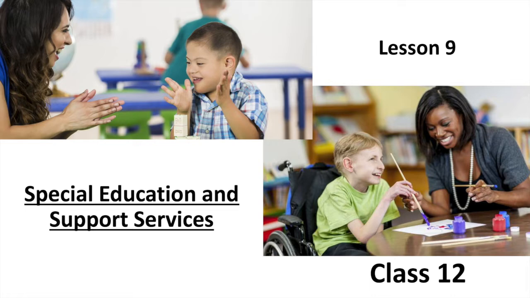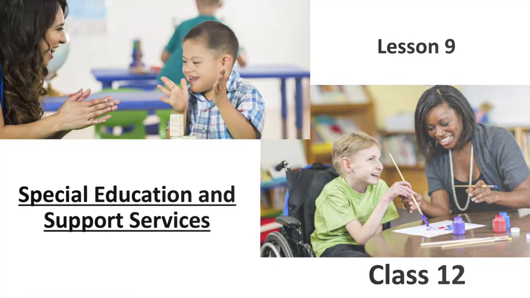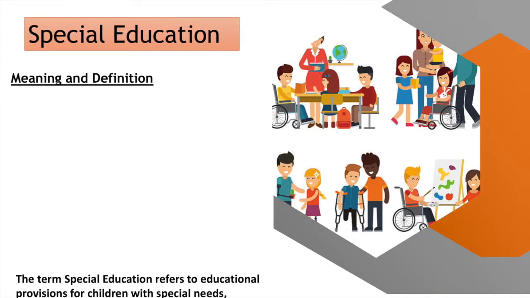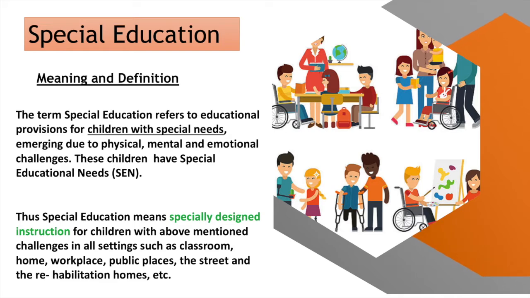Today we will study chapter 9 of our textbook Special Education and Support Services. We are all familiar with the term education, but what is special education? It refers to educational provisions for children with special needs emerging due to physical, mental and emotional challenges. These children have special education needs. It includes specially designed instructions for such children in all settings.